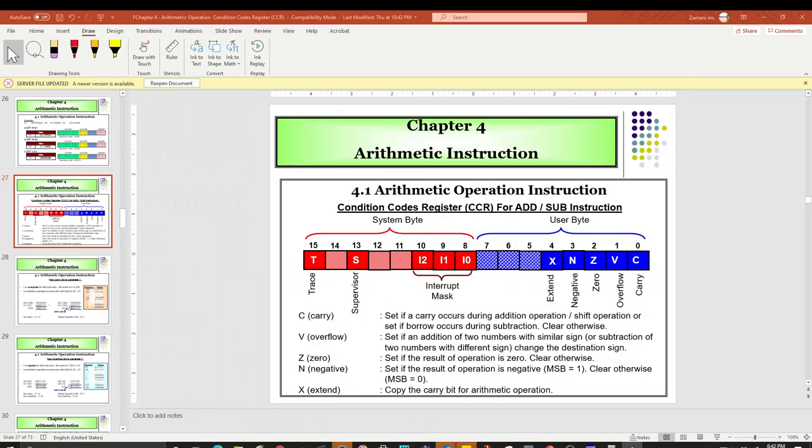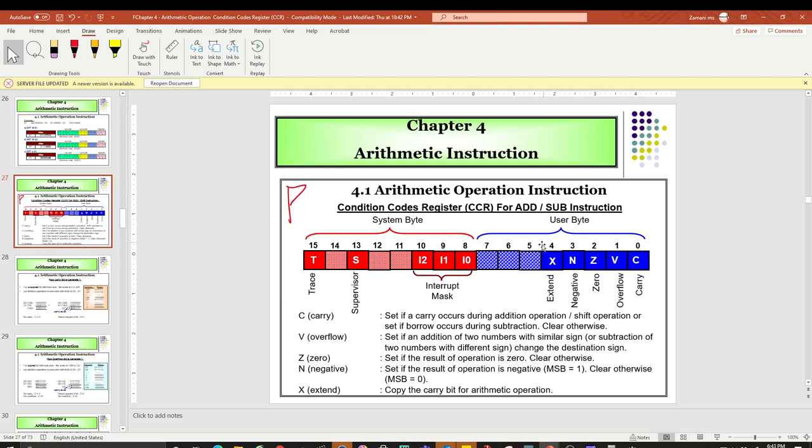Let's look at the definitions. The status register is something that gives a sign, a flag. If you put a flag, you are telling the system that something has happened. The value for extend, negative, zero, overflow and carry can be only one or zero. This is the status that you check when you do your programming. For example, if you want to check whether an operation has completed, you check this part, and then you can move to somewhere else.